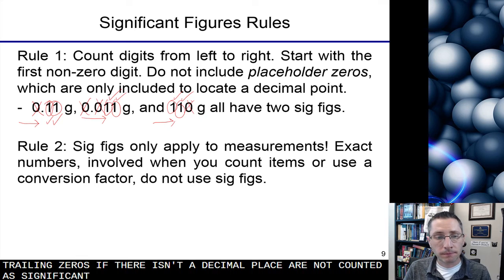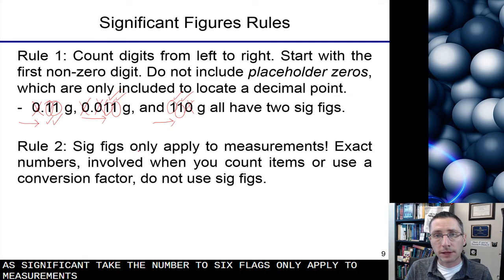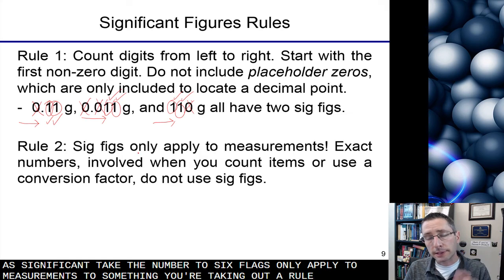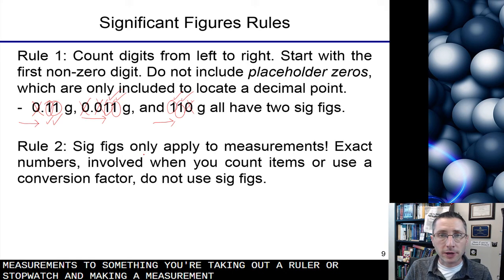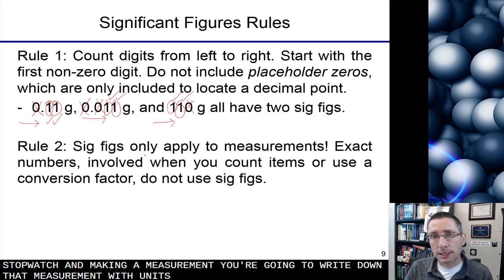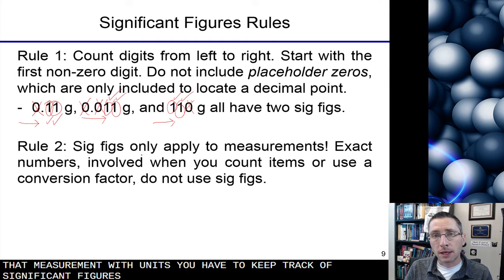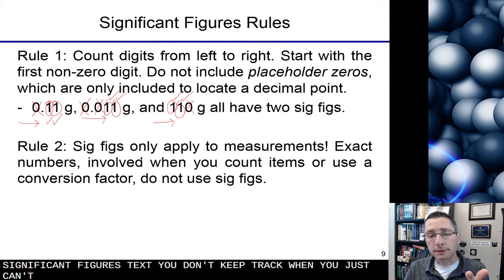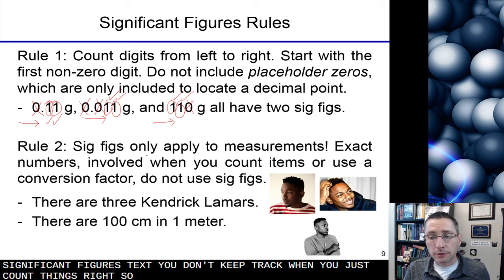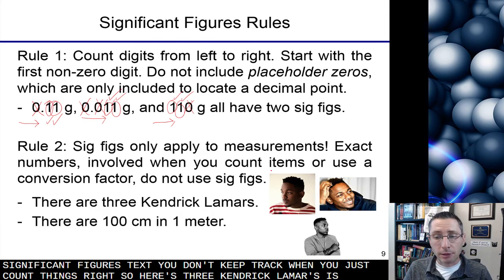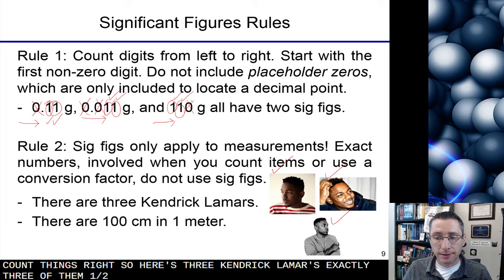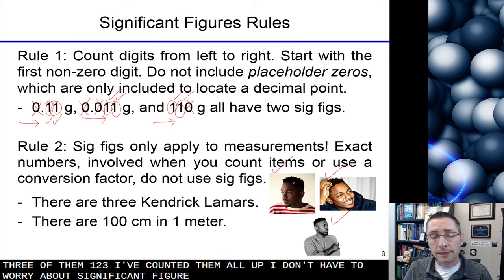Rule number 2, sig figs only apply to measurements, right? So something you're taking out a ruler or a stopwatch and making a measurement, you're going to write down that measurement with units. You have to keep track of significant figures. You don't keep track when you just count things, right? So here's 3 Kendrick Lamars, exactly 3 of them. 1, 2, 3. I've counted them all up. I don't have to worry about significant figures in that case.